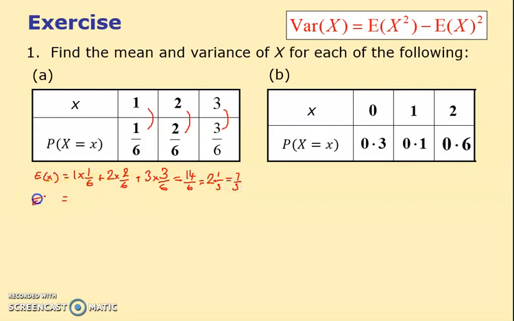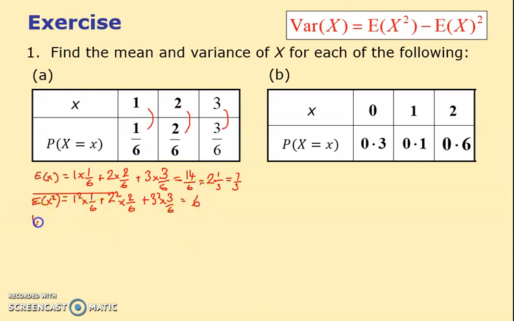Now, next job, E of x squared. Notice the squared in here. So again, I do 1 squared times a sixth plus 2 squared times 2 sixths plus 3 squared times 3 sixths. Alright, so what have I got? I've got a sixth plus 8 sixths effectively plus 27 sixths, I think. And I get exactly 6 when I do that.